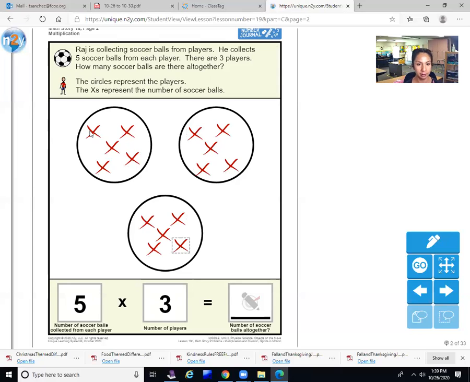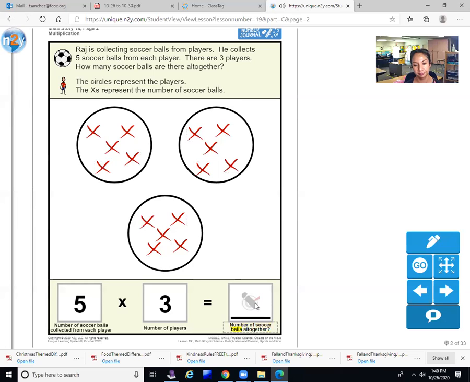So now we count all the X's together, and that will tell us how many balls all 3 players have all together. So let's count. 1, 2, 3, 4, 5. Now we continue. 6, 7, 8, 9, 10. Continue. 11, 12, 13, 14, 15.